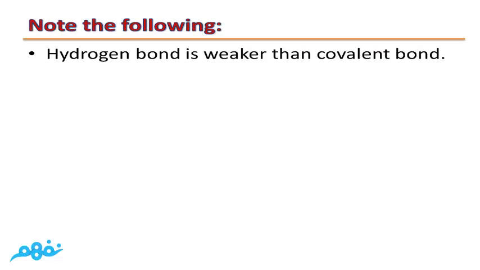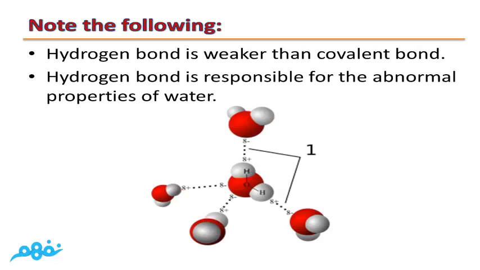Note the following. Hydrogen bond is weaker than covalent bond. This is the reason why single covalent bond is represented by a solid line, while hydrogen bond is represented by a dotted line, because hydrogen bond is weaker than covalent bond. Also, hydrogen bond is responsible for the abnormal properties of water. We will see that the boiling point of water is 100 degrees Celsius and its freezing point is 0. This is a very large range. The reason for this abnormal property is the presence of hydrogen bond.